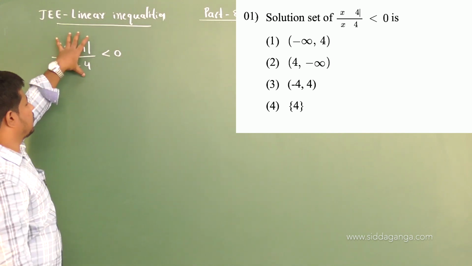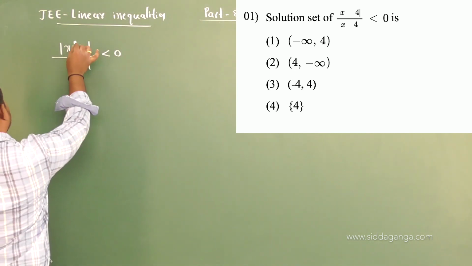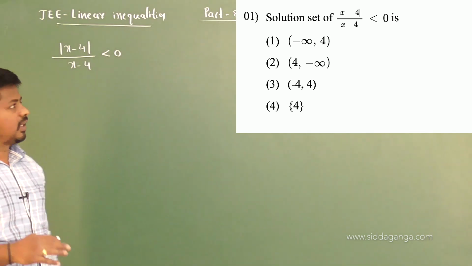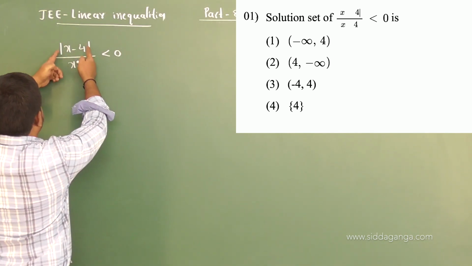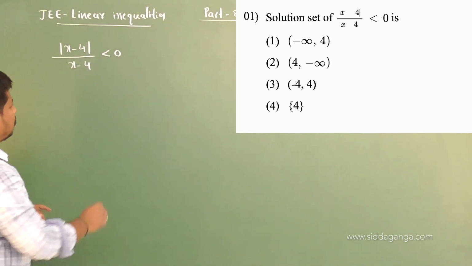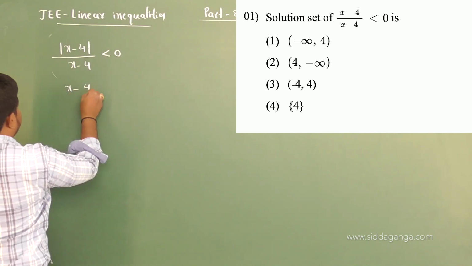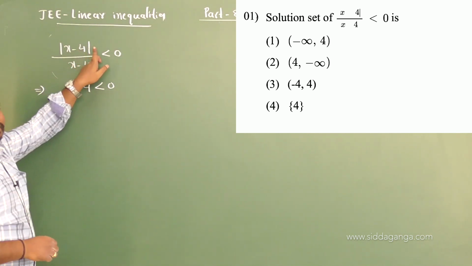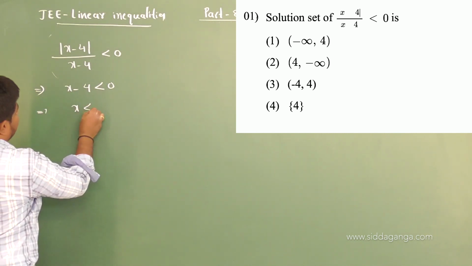Now, it's a fraction. It has both a numerator as well as a denominator. A fraction is negative only when one of them is negative and the other is positive. Here the numerator, the modulus of x minus 4, is always positive. So whenever the numerator is positive, the denominator must be negative. So x minus 4 should be negative, which gives x is less than 4.